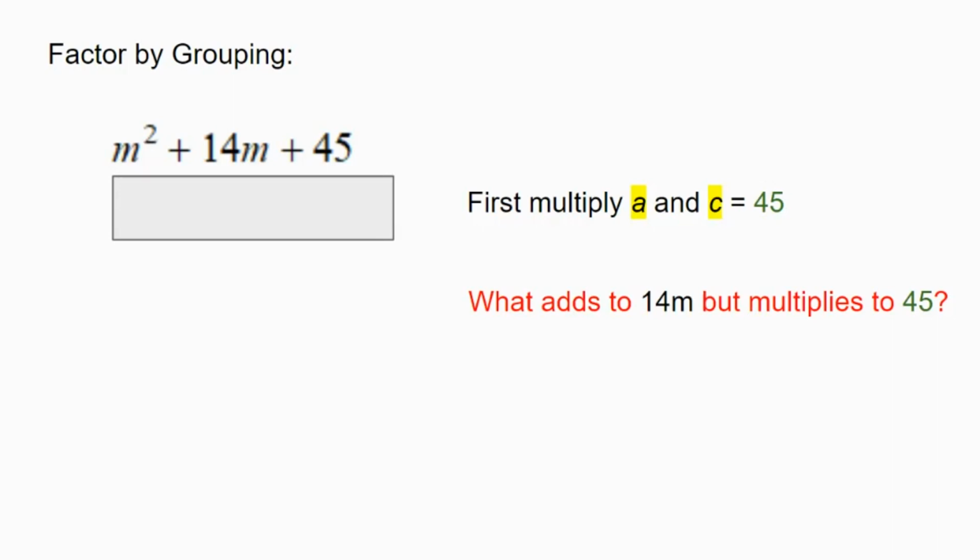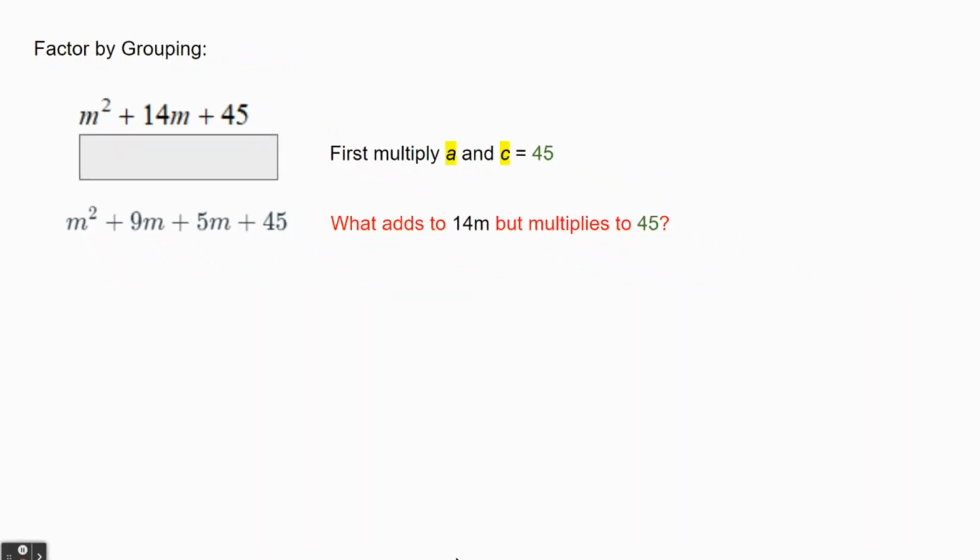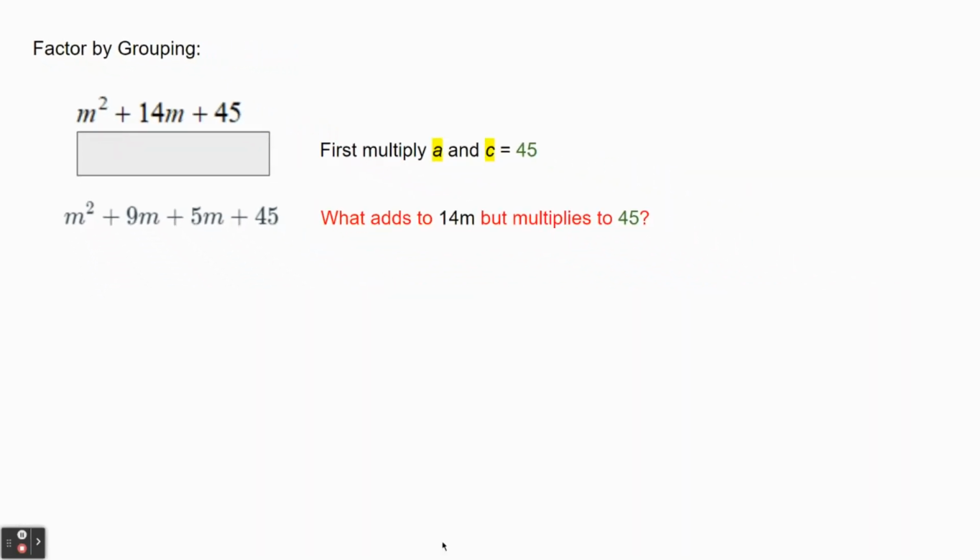Because remember, when we were double distributing, that middle term was a combined like term. And so what adds to 14 and multiplies to 45? Let's see here. What are the factors of 45? Immediately, the first 2 numbers that come to my mind are 9 and 5. And doesn't 9 plus 5 also equal 14? So that one was kind of easy. You'll notice that some of the numbers get a little more tedious to try and work through all the factors that might add up to that middle term. But 9m plus 5m equals 14m.